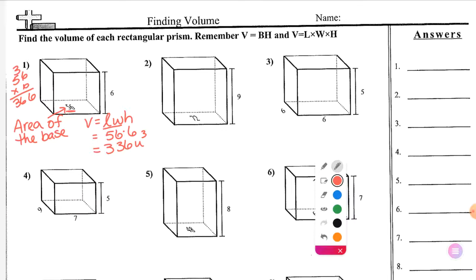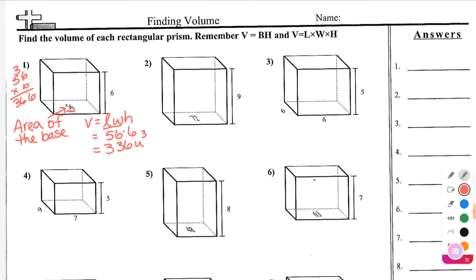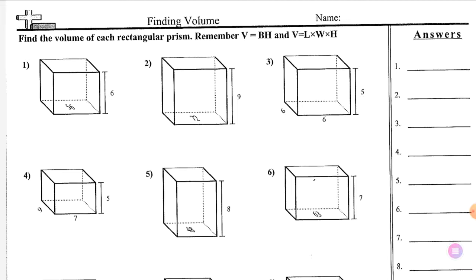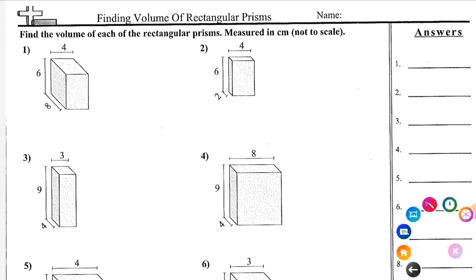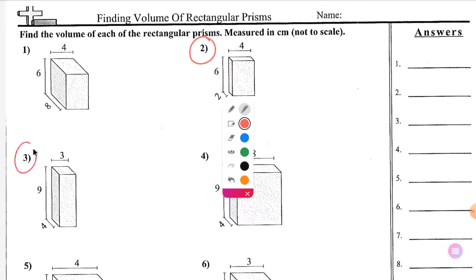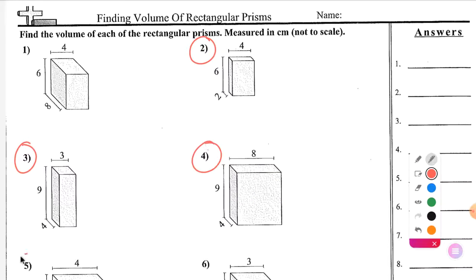Now, hold on. Your homework, you don't have to do all of these. On this page, I want you to do 2, 3, 4. I'm going to go backwards, so on the next page, I want you to do 2, 3, 4, 5. Flip back one more page. I have to flip back a lot of pages.